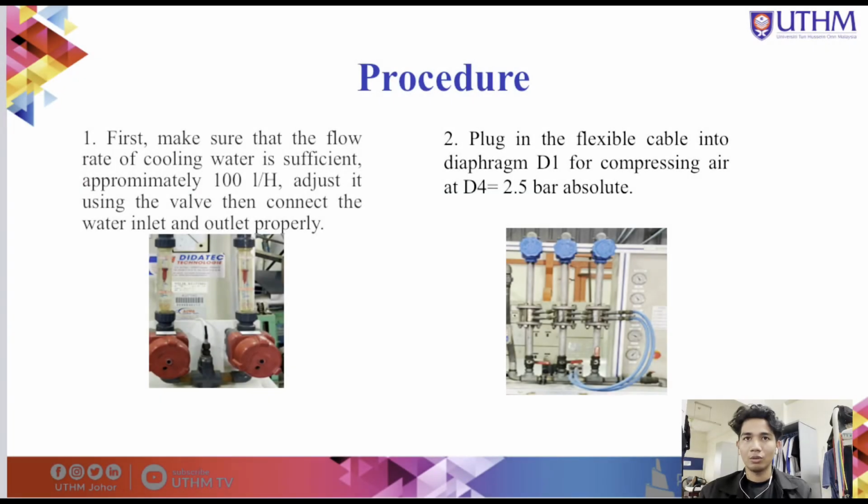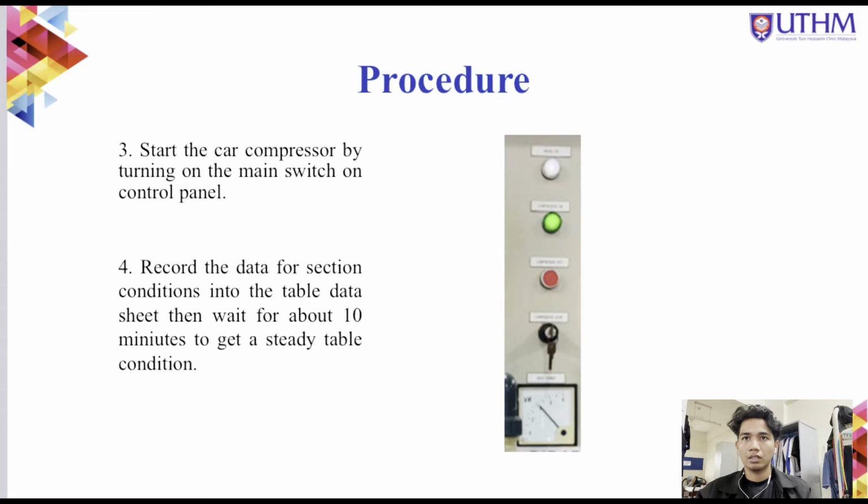Assalamualaikum, and today I will be presenting about the procedure for the two-stage compressor. So first, make sure the flow rate of cooling water is sufficient, approximately 100 L per H. Adjust it using the valve, then connect the water inlet and outlet properly. Second, plug in the flexible cable into the diagram D1 for compressing air at P4 2.5 bar absolute. So next, start the compressor by turning on the main switch on the control panel.